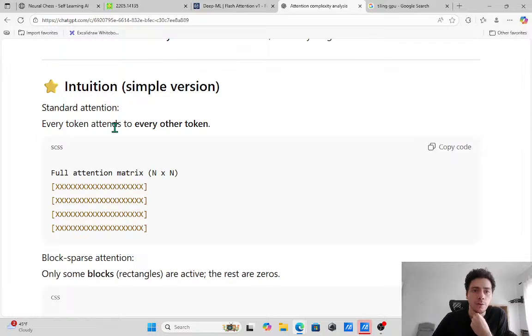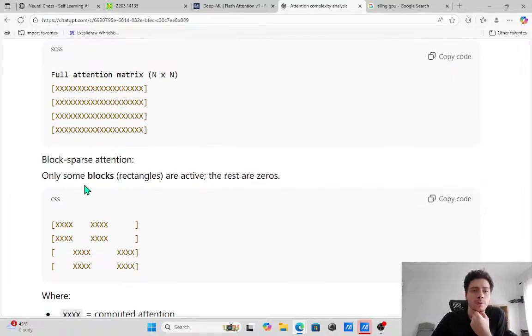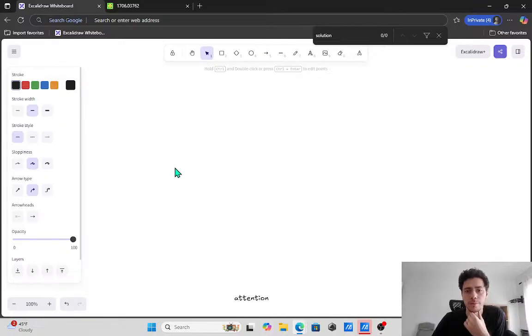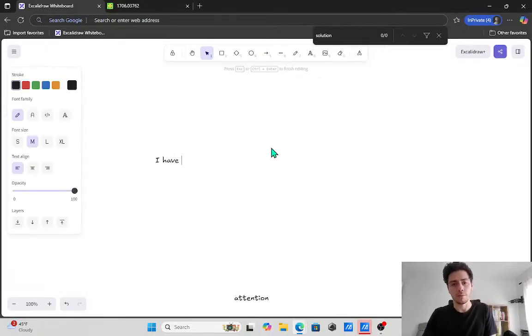Standard attention, every token attends to every token. Okay, yeah, full attention. Block sparse attention, only some blocks are active, the rest are zeros. Inactive computed spaces are zero attention. For me, just, so usually we have, let me make the spacing a little bigger here.